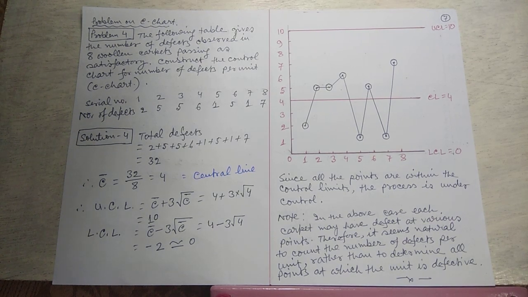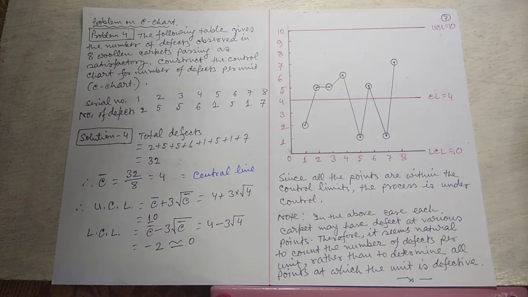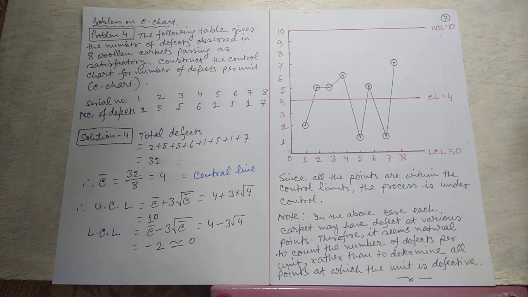Good morning, students. In previous lectures, we have learned how to prepare control charts for mean, range, etc. Today, we try to learn how to calculate control limits for C chart and how to prepare C chart, that is control charts for number of defects per unit, that is C chart. Now here is a problem.